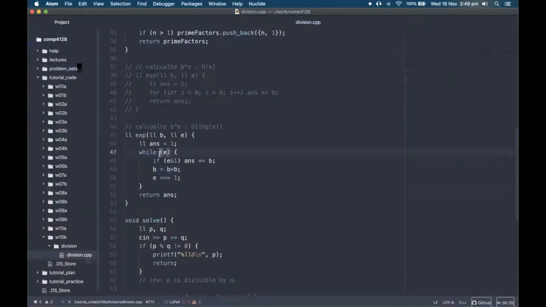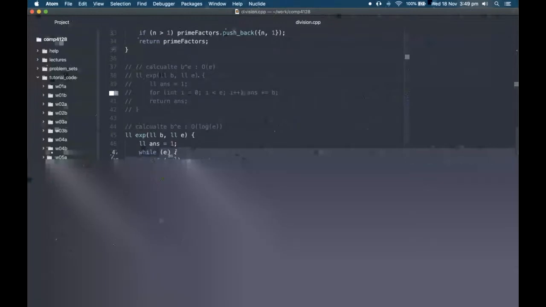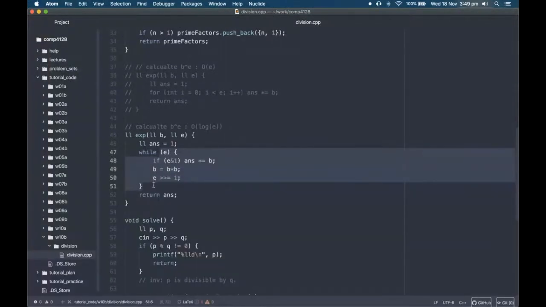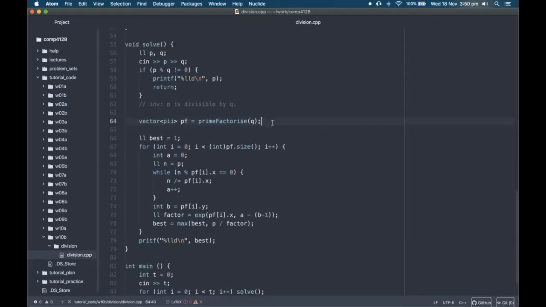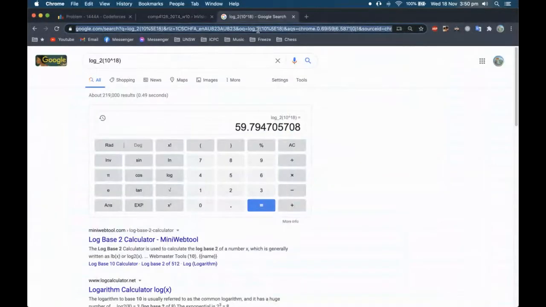Since we're actually looping over the bits of e this time, it's going to take log e time to calculate the exponential. So this is a very, very nice solution, and I think that just wraps it up. The last thing we need to do is check the complexity. Prime factorizing q is square root n, so this is square root of 10 to the 9, which is approximately equal to 30,000.